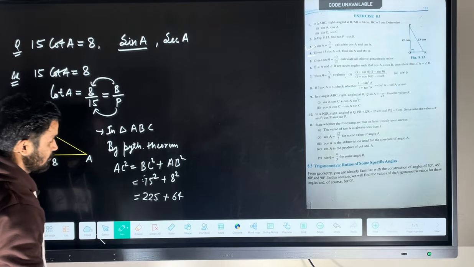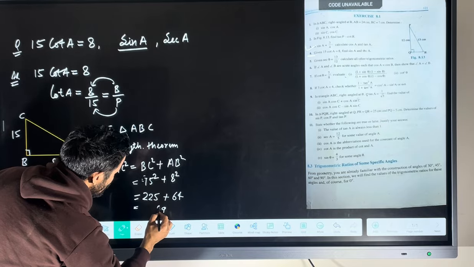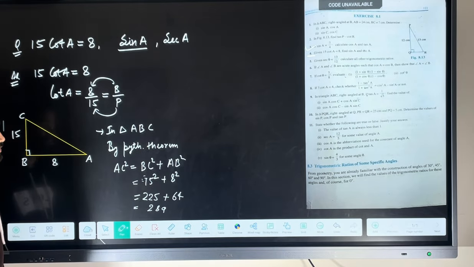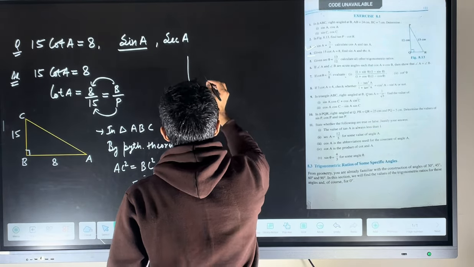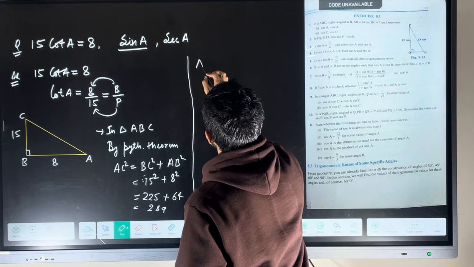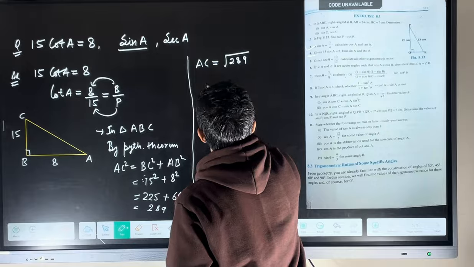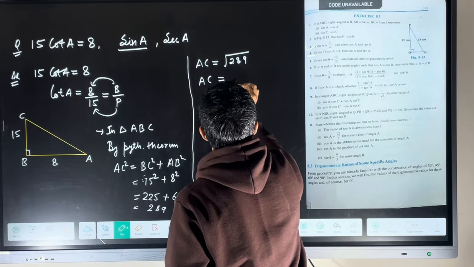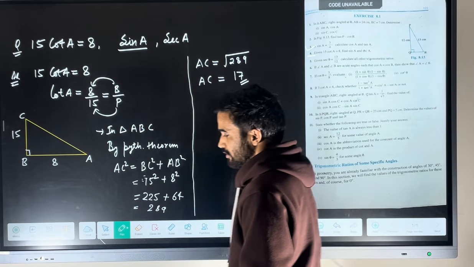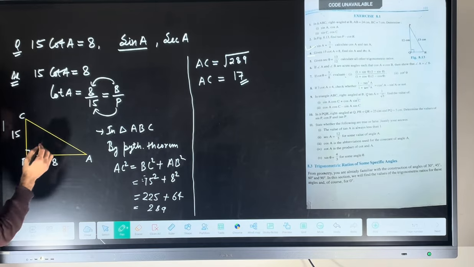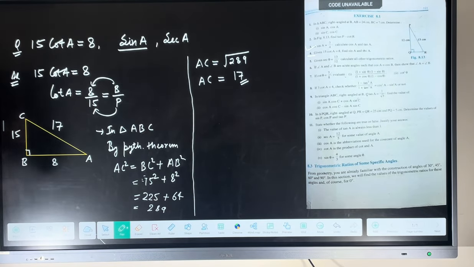If we add these, 225 plus 64, that is 289. From here AC is equal to under root 289, or simply 17. AC is equal to 17. So we have hypotenuse equal to 17 centimeter, or you can say 17 unit.